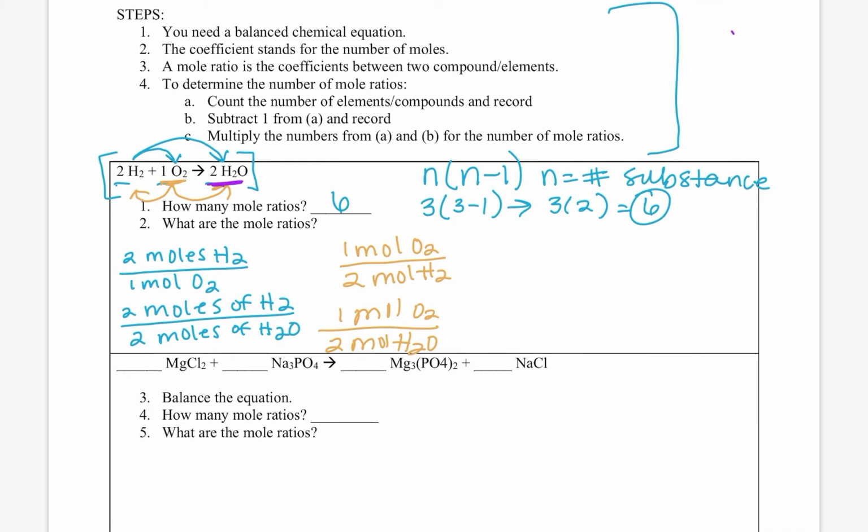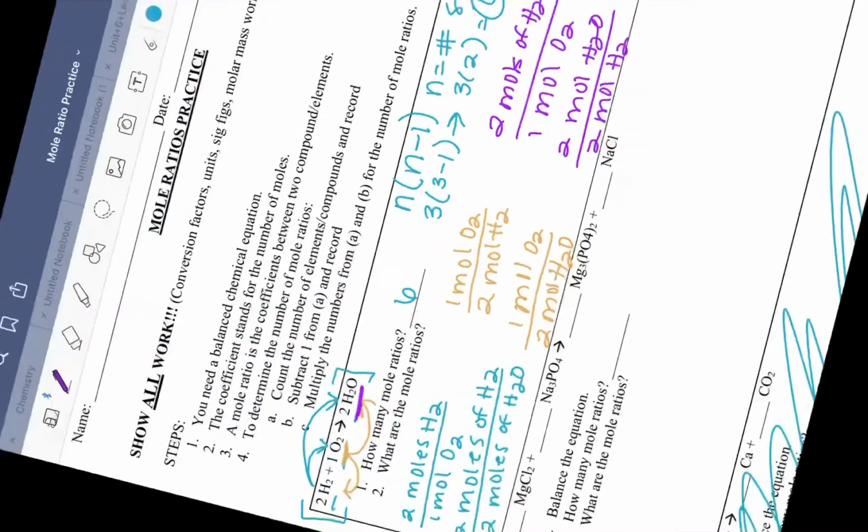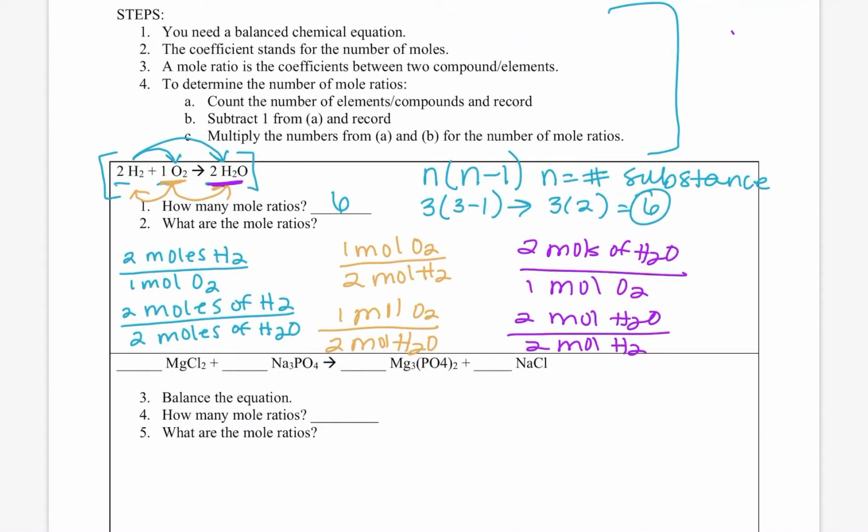So now we move on to H2O. For every 2 moles of H2O, you're going to have 1 mole of oxygen gas. For every 2 moles of H2O, you're going to have 2 moles of hydrogen gas. And that's basically what you're doing in this problem. You are writing out these conversion factors because it'll be easier when you do your next activity, which is actually the next worksheet.